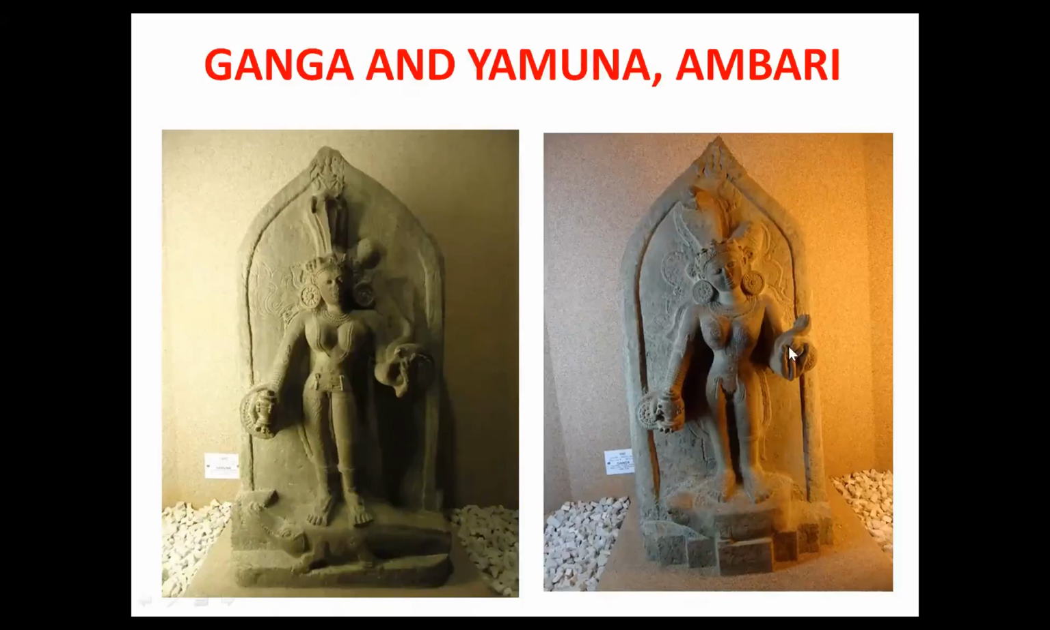And they are holding lotus stalks in the arms. And here also you find the lotus motifs, etc. But what is interesting is Ganga has a three-hooded serpent canopy, and Jamuna has a single-hooded serpent canopy. This is very clearly there, marking the association with the river.